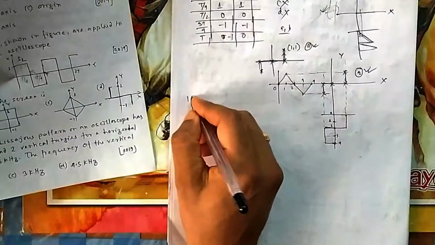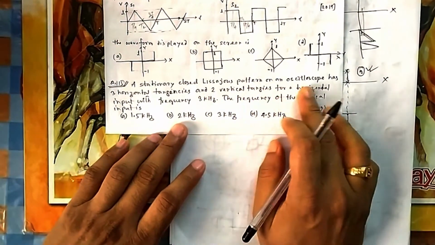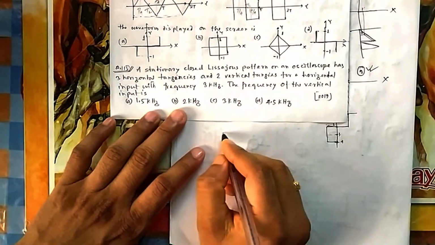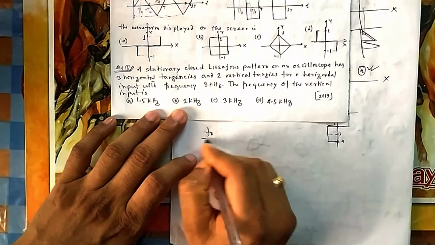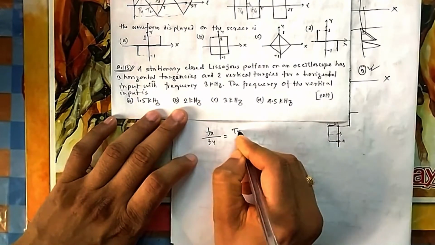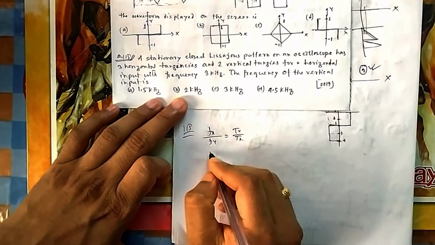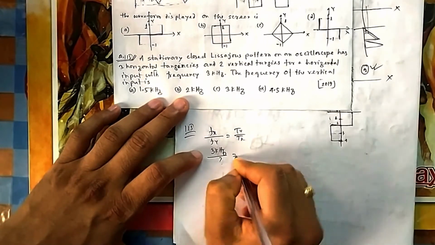Clearly you can see. Now if you come to 115, what they are asking here: a stationary closed Lissajous pattern on an oscilloscope has 3 horizontal tangencies and 2 vertical tangencies. For the horizontal input frequency, fx by fy is equal to ty by tx. The horizontal input they have given is 3 kilohertz, and this one is asked.